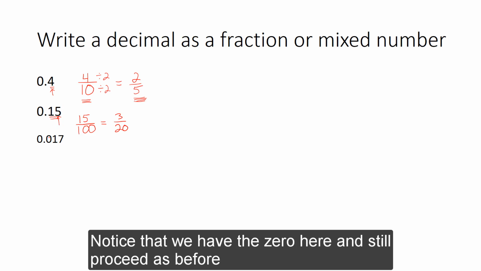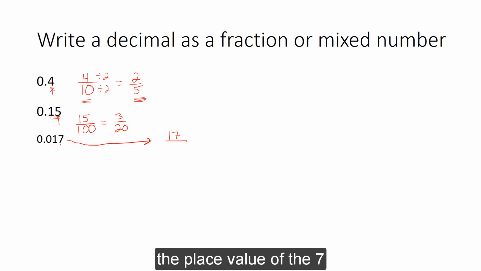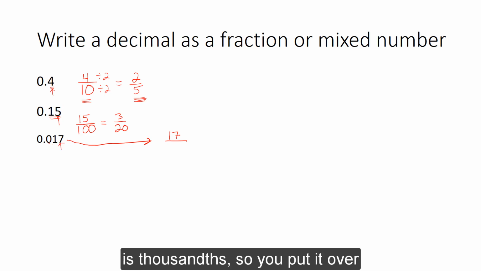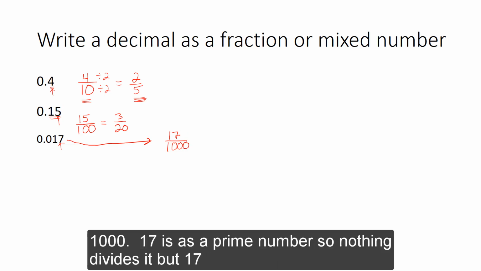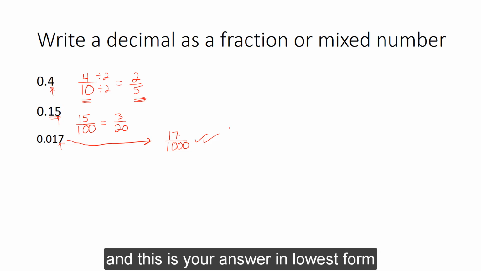Likewise, notice that we have this 0 here, so we still proceed as before. Let me do it out here where there's a little bit more room. The 17 is the number that follows the decimal point. Now notice the place value of the 7: tenths, hundredths, thousandths. So in this case, you have to put it over 1,000. 17 is a prime number, so nothing is going to simplify it except 17. 1,000 is not divisible by 17, and so that would be your answer in lowest form.